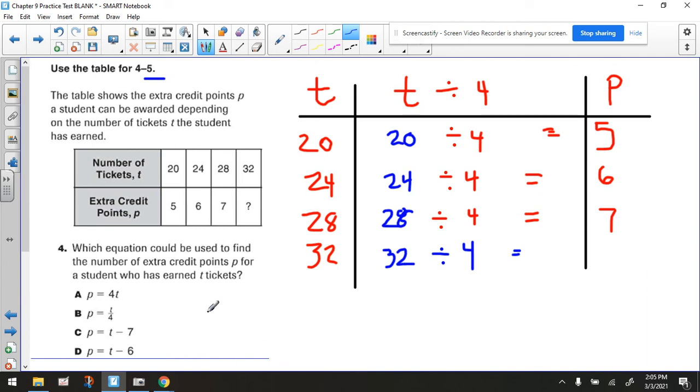And for number 4, understand that T divided by 4 can be written in the other orientation, same thing. So we're not subtracting, right? We're not taking this and subtracting 7 from it and getting that. And we're not taking this number, subtracting 6 to get this, right? 20 minus 6 does not equal 5.